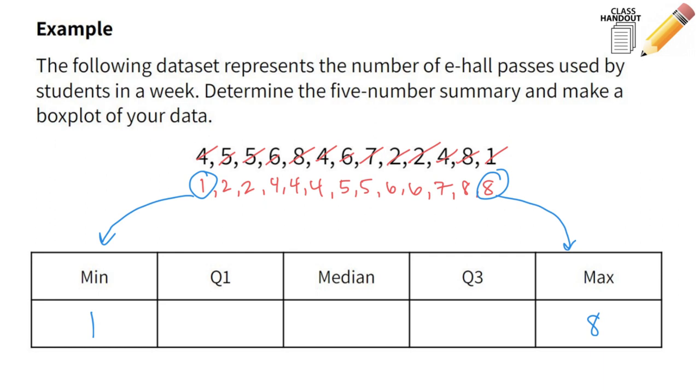So first we need to count how many data points there are. So 1, 2, 3, 4, 5, 6, 7, 8, 9, 10, 11, 12, 13 data points, which means half of 13 is 6.5. So that means there should be 6 numbers on every side. So if I count, 1, 2, 3, 4, 5, 6, and then we have 1, 2, 3, 4, 5, 6. So that means that this point right here is going to be my median.